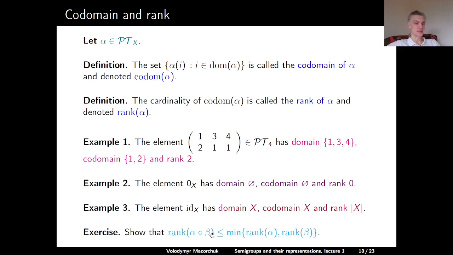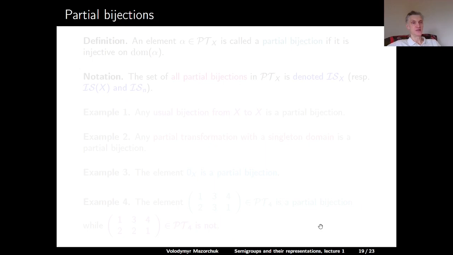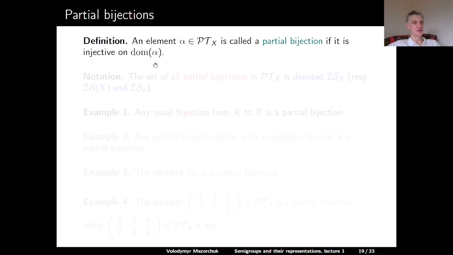It's a nice exercise to check that the rank of the composition of alpha and beta is at most the rank of alpha and is at most the rank of beta. So it's less than or equal to the minimum of the rank of alpha and the rank of beta. Using these notions, we can define the notion of a partial bijection. An element alpha in PTX is called a partial bijection if it is injective on the domain of alpha.